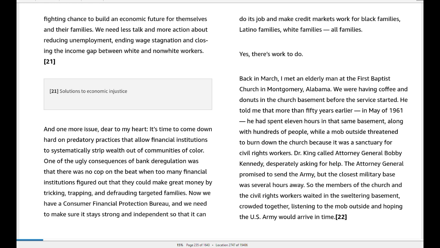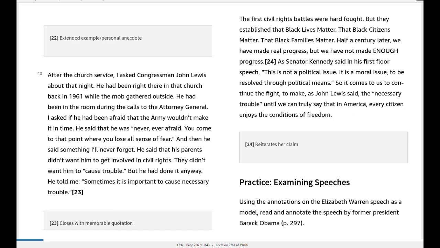Dr. King called Attorney General Bobby Kennedy, desperately asking for help. The Attorney General promised to send the army, but the closest military base was several hours away. So the members of the church and the civil rights workers waited in the sweltering basement, crowded together, listening to the mob outside and hoping the U.S. Army would arrive in time. Student Note 22, Extended Example, Personal Anecdote.